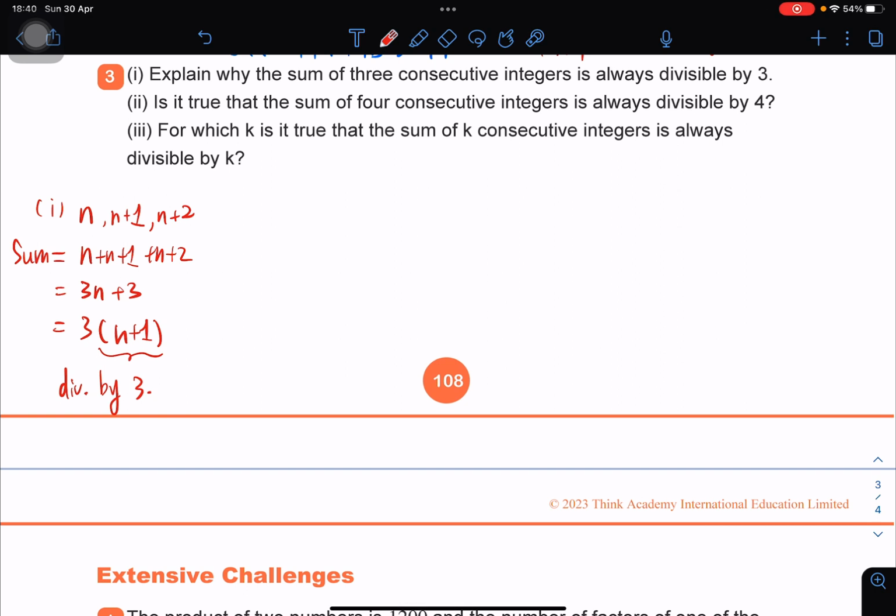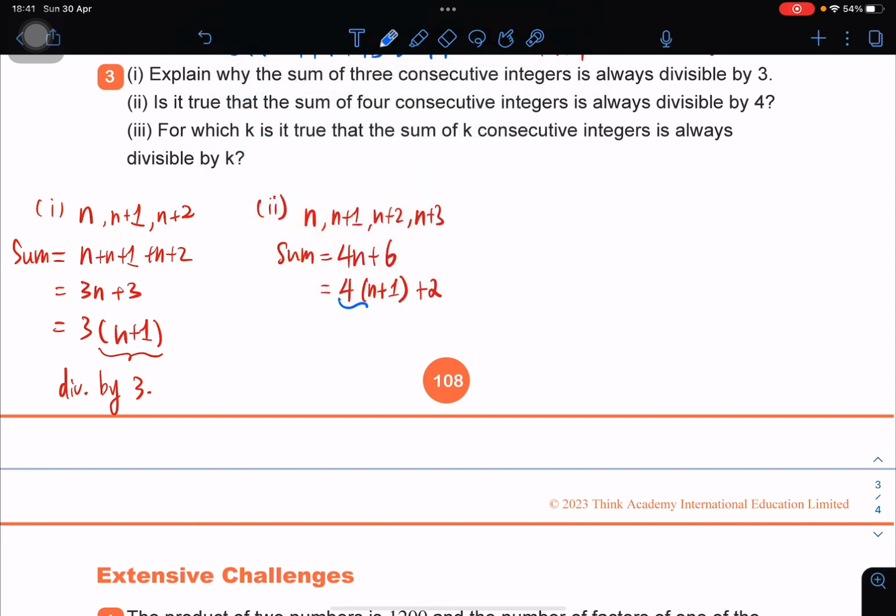Okay? And is it true that the sum of 4 consecutive integers is always divisible by 4? Well, let's see. If I have 4 consecutive integers, they can be n, n + 1, n + 2, and n + 3. If I find the sum of them, it's going to be equal to 4n + 6 altogether, which is 4 times (n + 1), plus another 2.